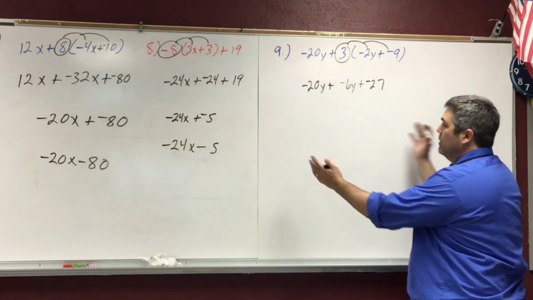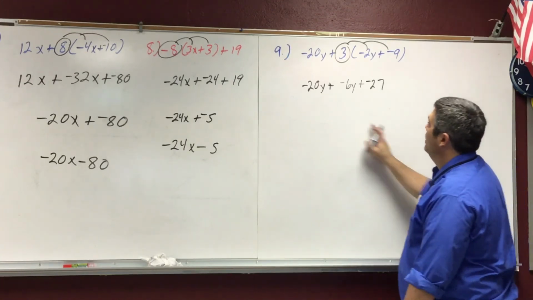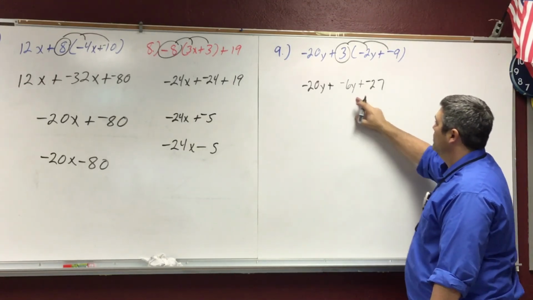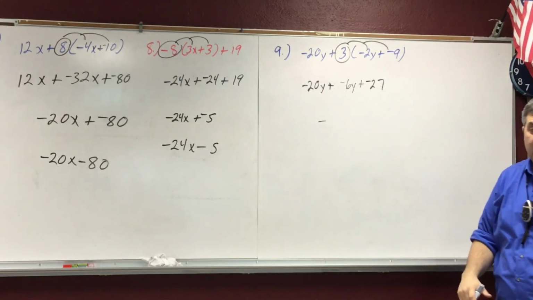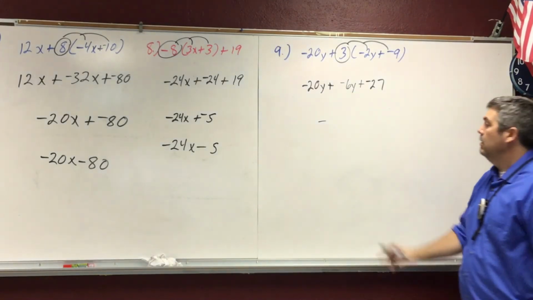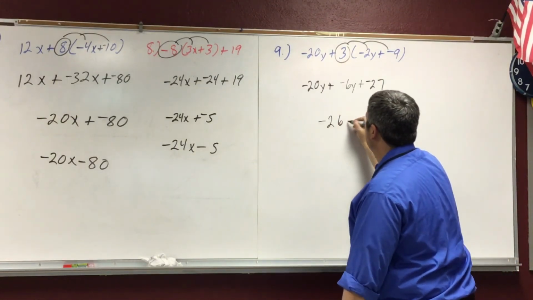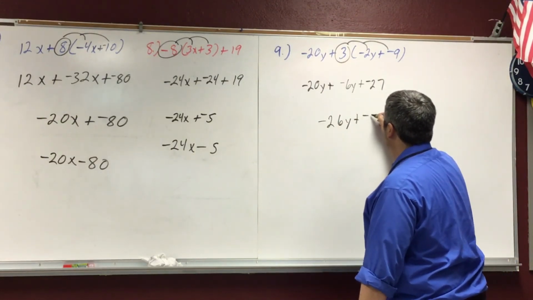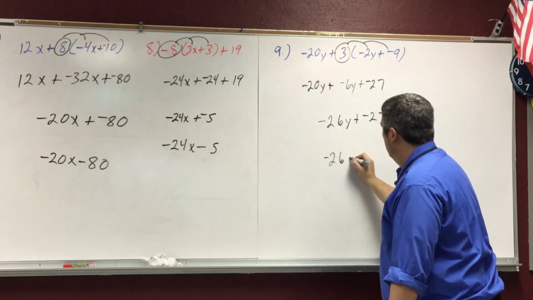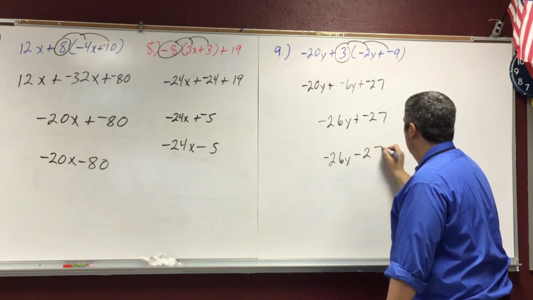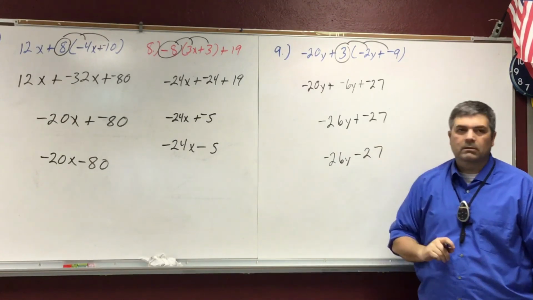All right, now combine like terms. Well, I've got a negative 20y plus a negative 6y. Signs are the same. They're being added. You combine them, keep the sign. Negative 26y plus negative 27. Looks like that. Also could look like this. Either way, same things.